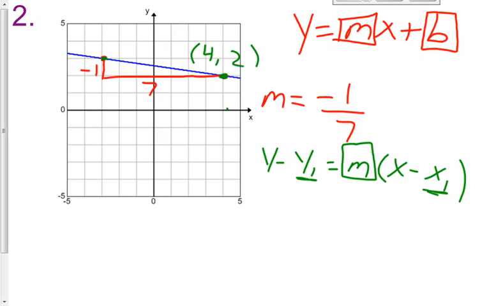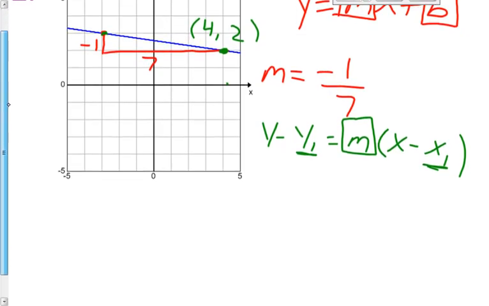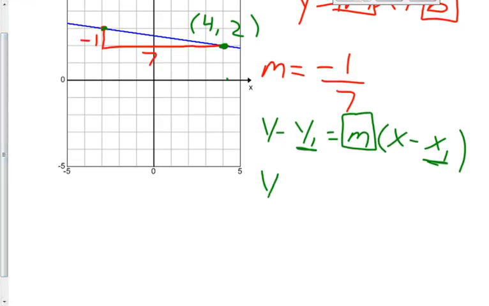So with that, let's put this information into our point slope formula. Y minus the y coordinate of 2 equals my slope, which is -1/7, times the quantity x minus my x coordinate, which is 4. So this is my answer in point slope form. However, it says all answers are to be in slope intercept form.